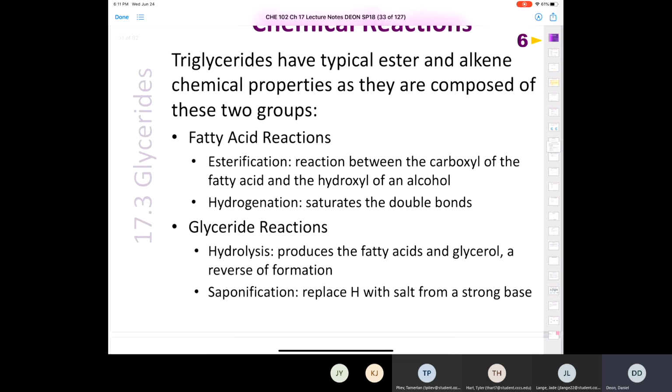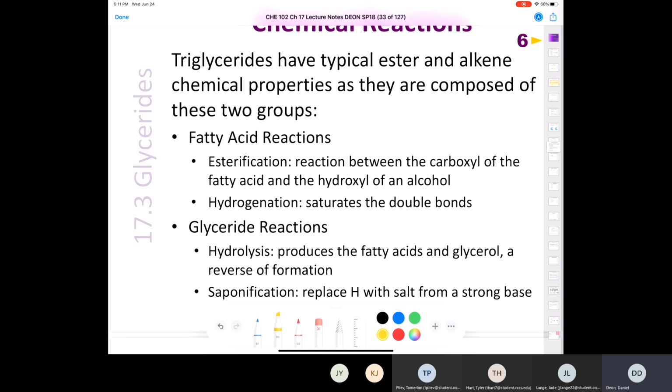Triglycerides have the typical ester and alkene chemical properties, as they are composed of the two groups, the fatty acids and the glycerides. And what's beautiful about triglycerides, which are naturally occurring molecules that can be isolated from plants or animals, is that human beings can use any kind of synthetic reaction that has been developed in the lab, like esterification or hydrogenation or saponification, and we can carry out those reactions upon a triglyceride. So let's walk through them quickly here.